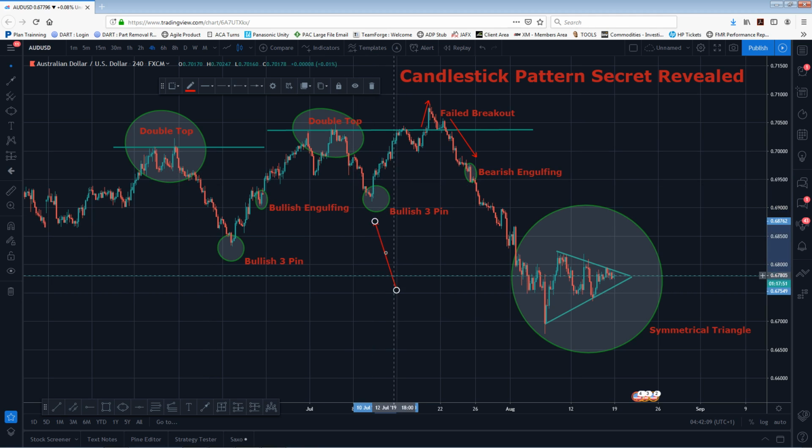And then here, again, this is a 3-pin formation. Whenever there's a reversal happening, when price is coming down and you start seeing this pin formation, 1, 2, 3 pins, that's telling you that price is most likely going to reverse and head back up. And look, you can see price headed back up to our original double top area. Let's keep going.